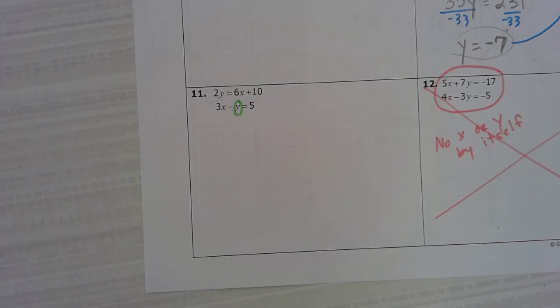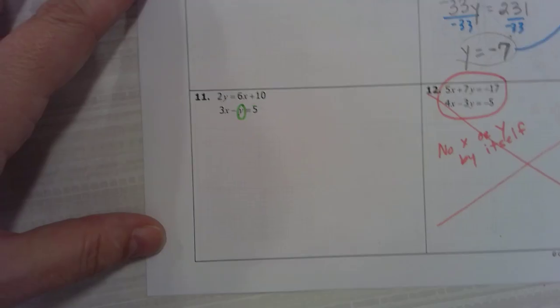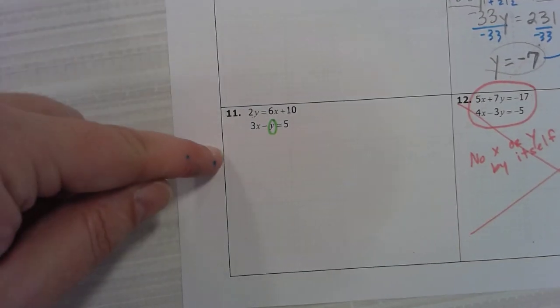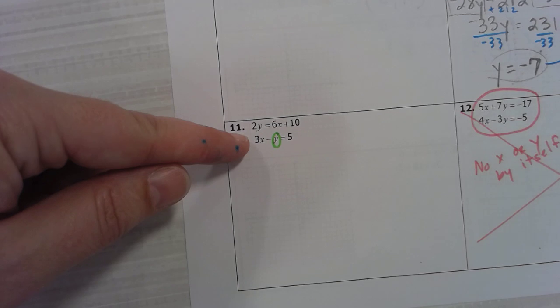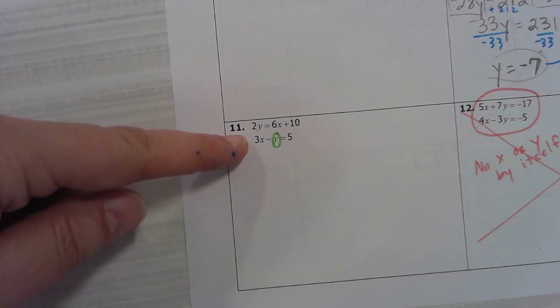Okay? Or you could be fancy and move the y to the other side so it becomes positive. Yeah? If you want the y to be positive, you could move it to the other side and then get the other stuff away from it. You got a couple options there. Ready, set, go. Get y by itself. The second equation here for number 11.